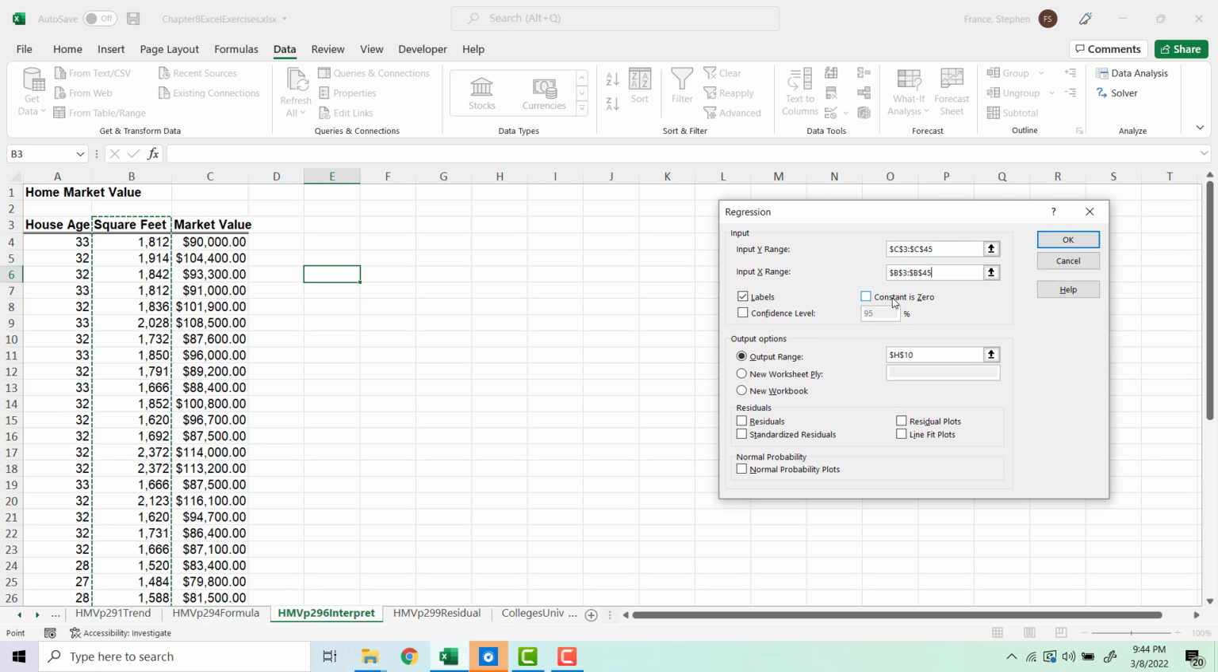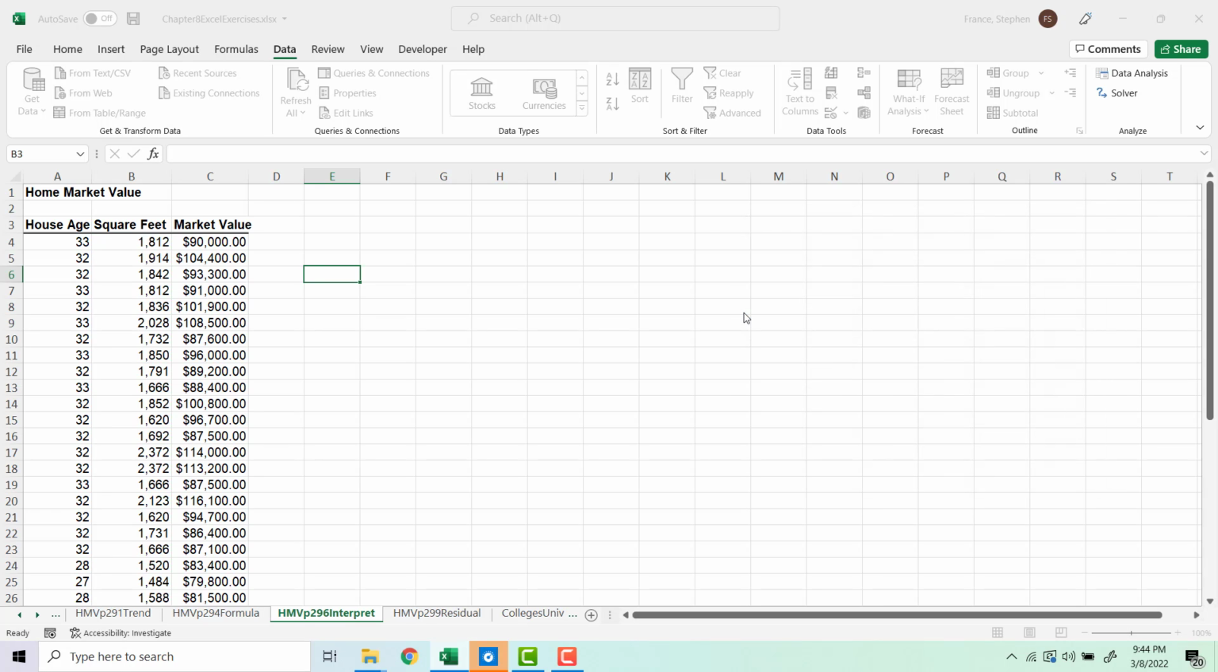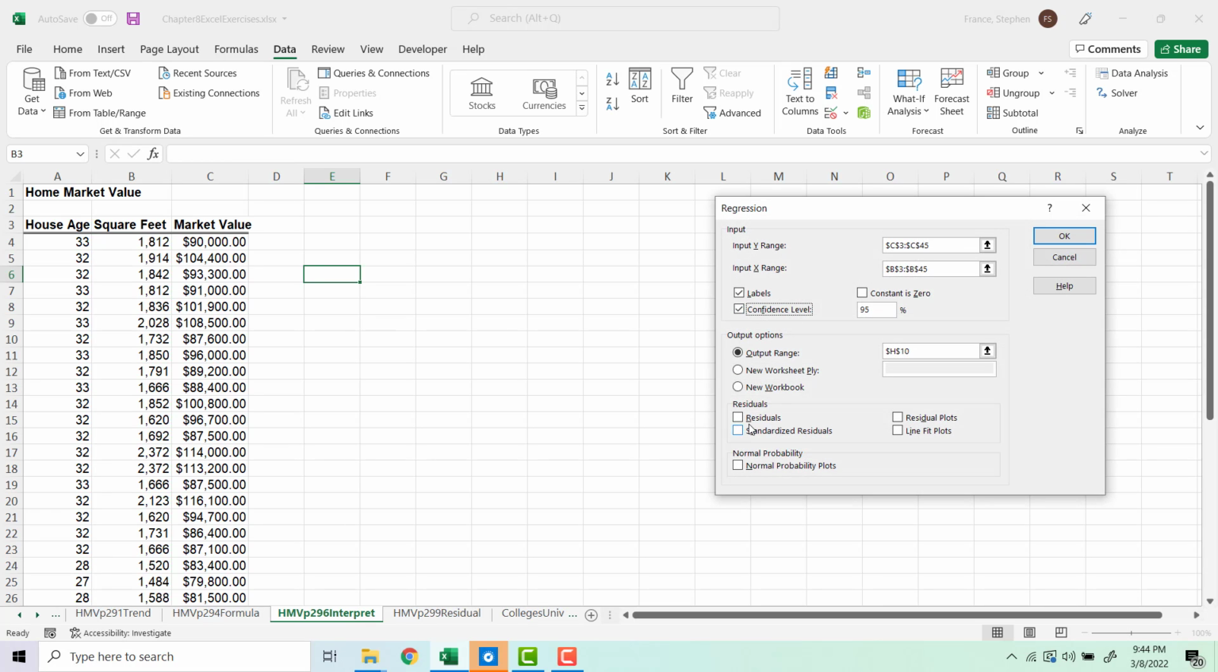We want to fit the standard regression model, i.e. there's going to be a constant or intercept, so we leave that unchecked. And we're going to include some confidence estimates. We're going to leave the residuals until the next example. And where do we want the output? Let's just stick it a little bit to the right. We'll put it at E2.